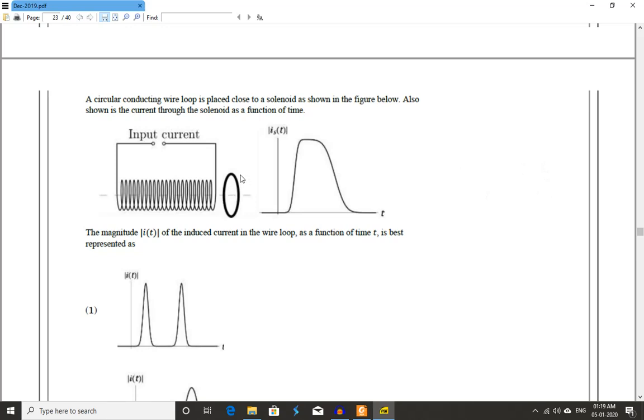So the induced electric field will be proportional to the rate of change of the magnetic field, and the rate of change of the magnetic field will be proportional to the change of I. So the issue is how quickly the current changes. The induced electric field will be stronger if dB/dt is high. If dB/dt is low, it means the rate of change of magnetic field is lower in this portion, so the induced electric field will also be weaker in this part.